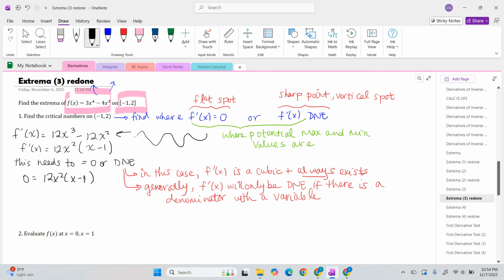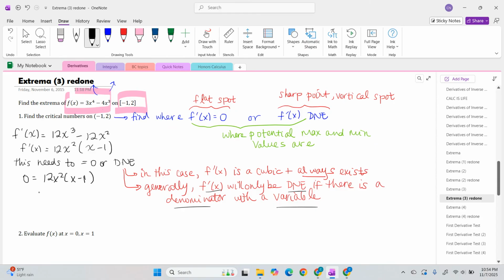Cubics are smooth. They're differentiable. There's no asymptotes or anything. So this thing always exists. The derivative always exists. You'll never find a spot where it's DNE. So generally you really only have to think about a derivative being DNE if there's a denominator with a variable in the denominator.